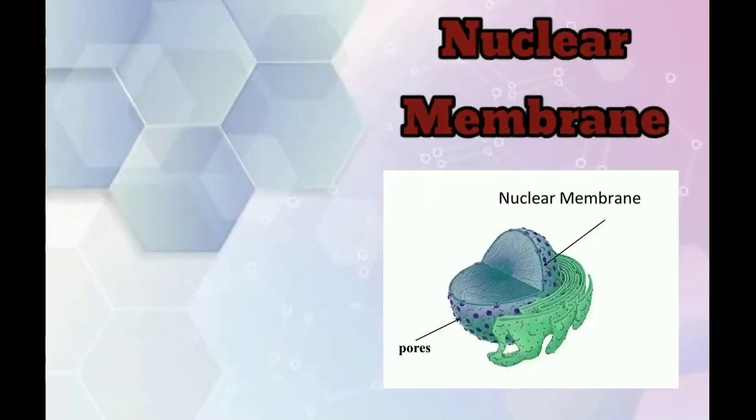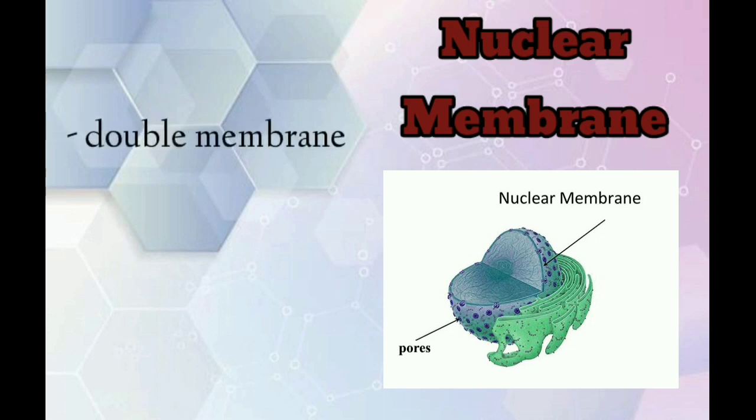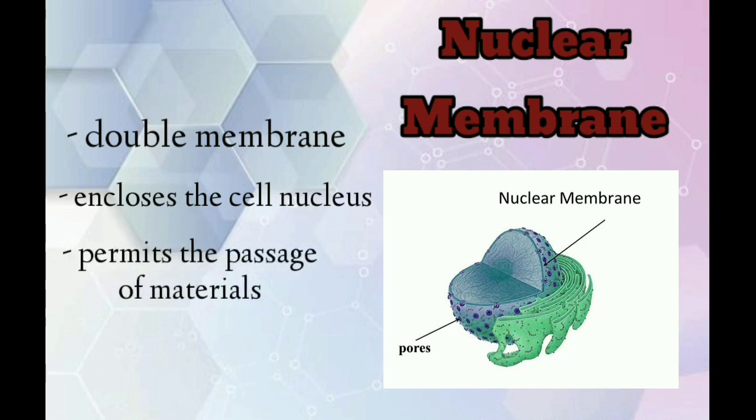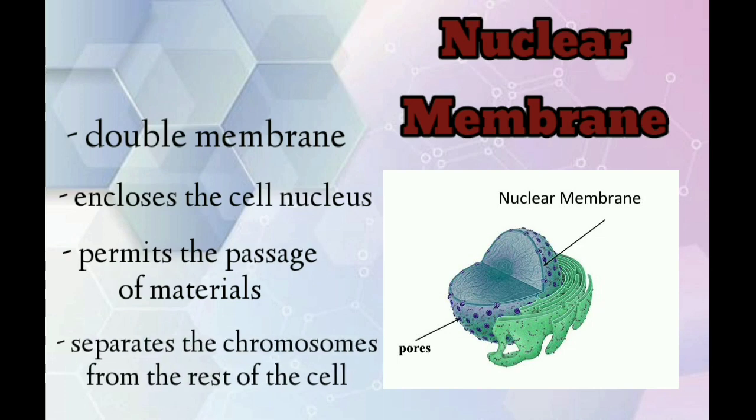The nuclear membrane. The nuclear membrane is a double membrane that encloses the cell nucleus. It includes an array of small holes or pores that permit the passage of certain materials between the nucleus and cytoplasm. It serves to separate the chromosomes from the rest of the cell.